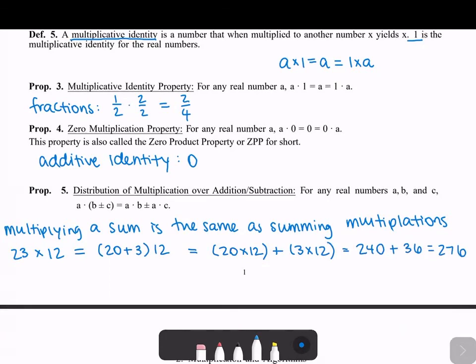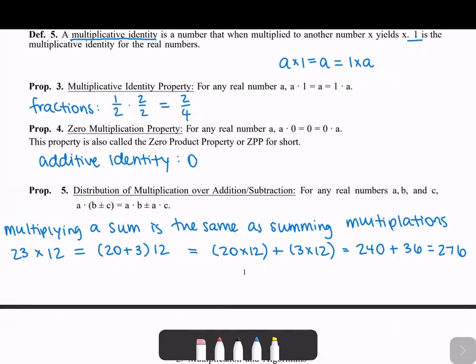right? We tend to want to break things up into multiples of 5 and 10 just because it's a lot easier to work with those in our head, because we live in a base 10 world where everything is just a lot easier when we deal with 5s and 10s.